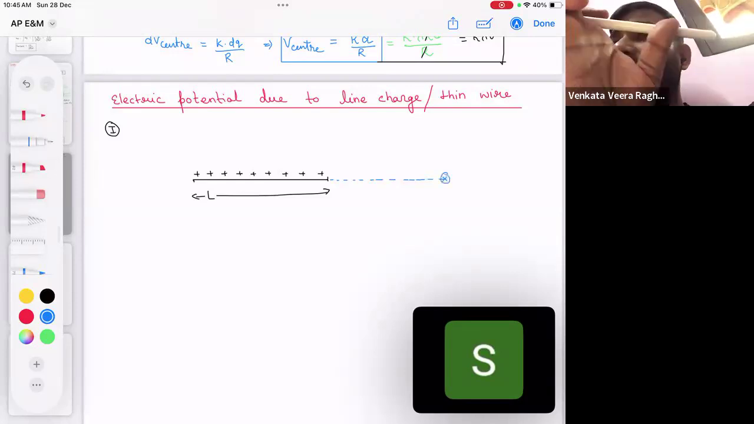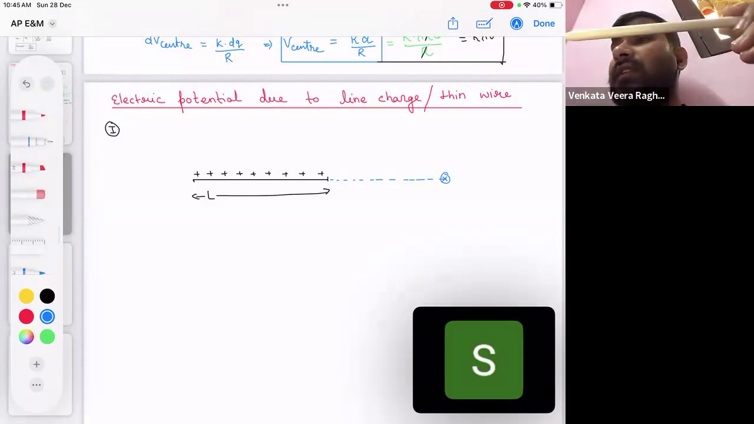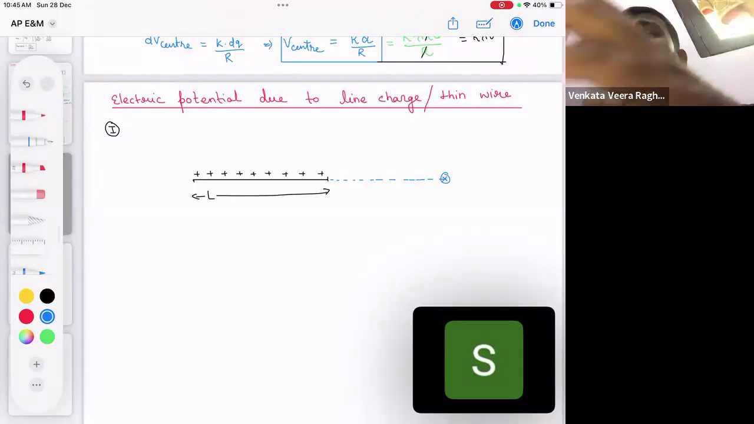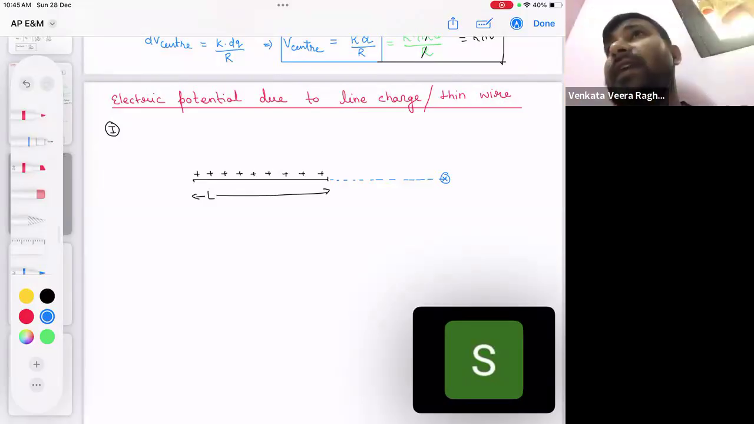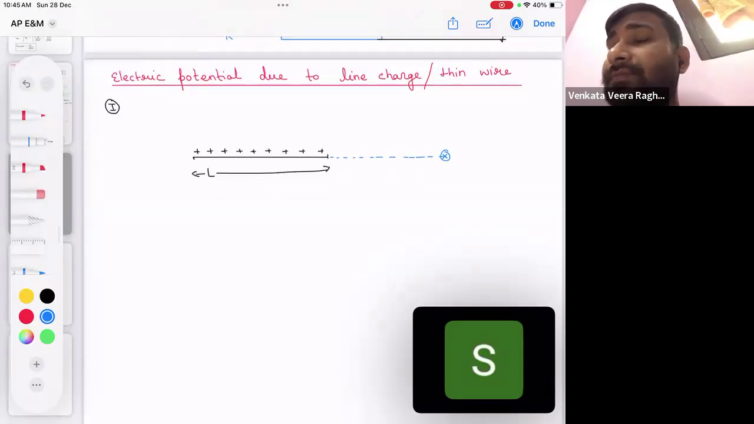Do you understand the point? Is the point along the wire itself? If this is the wire orientation, the point is here. It means the point is lying along the wire itself, not perpendicular to the wire. In the second case, we will calculate it for the point which is perpendicular to the wire.